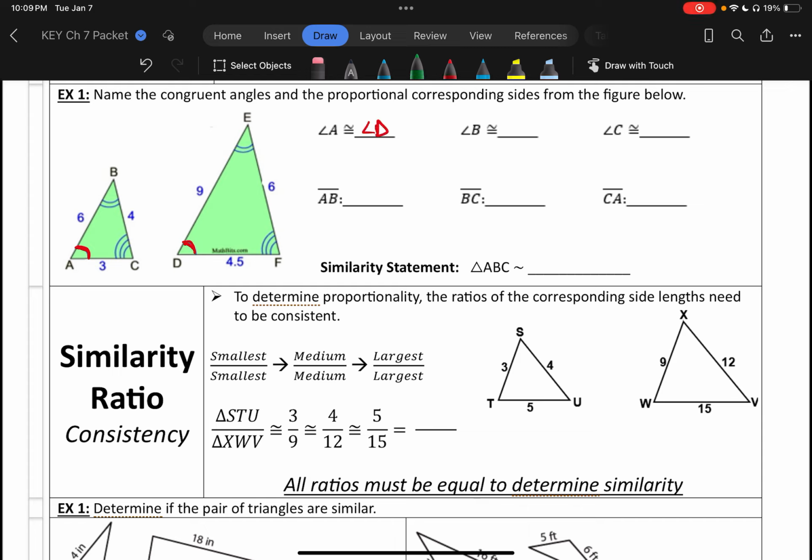So those are congruent. Then we can take a look at angle B. Angle B has two rings, so that would be congruent to the angle with two rings in the second triangle, angle E. And then lastly, we have angle C. Angle C would be congruent to angle F because they both have three rings. Now what we're basically using is the definition from the beginning of the notes. Look at the angles in the triangles. Are all of my corresponding angles congruent? The answer here is yes, right? A is congruent to D, B is congruent to E, and C is congruent to F.